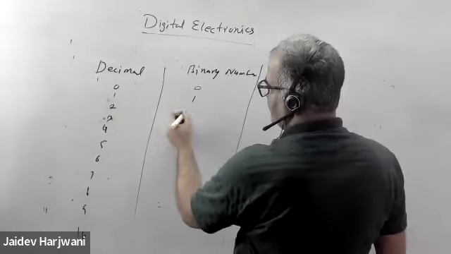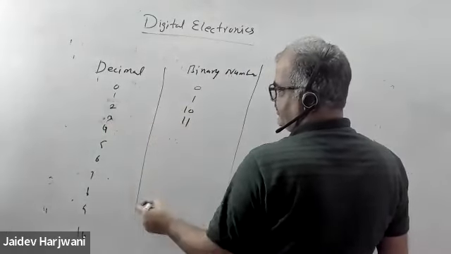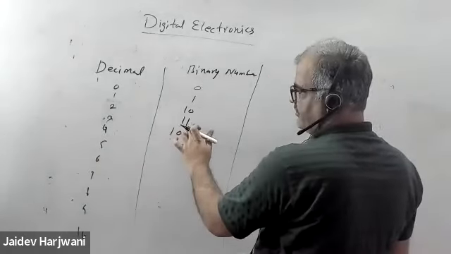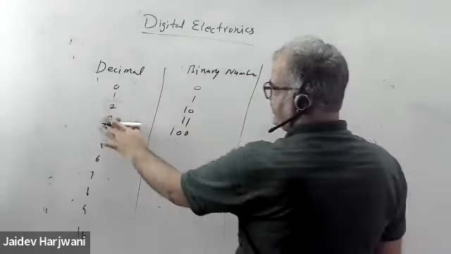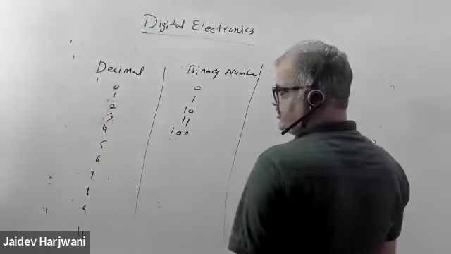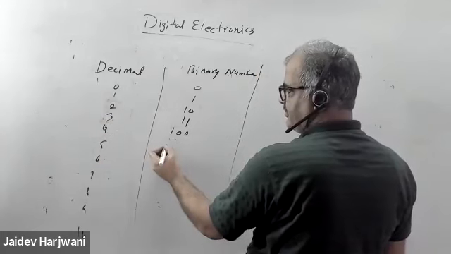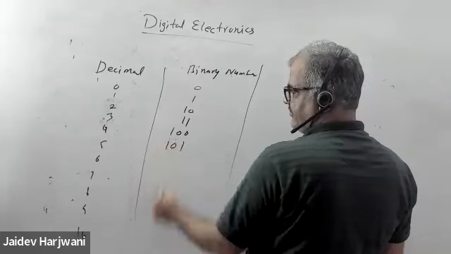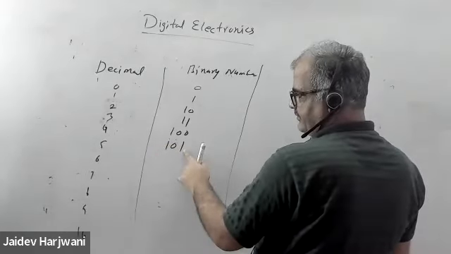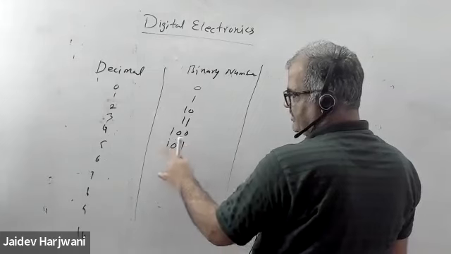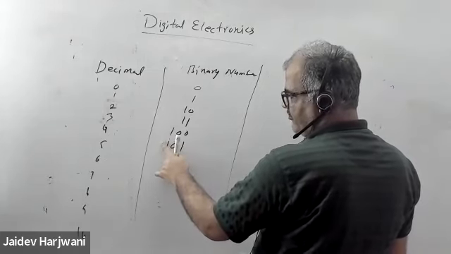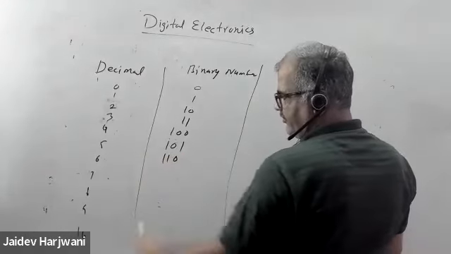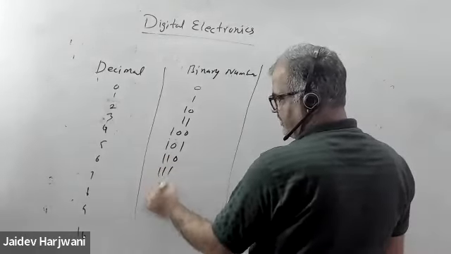0 is 0, 1 is 1, 2 is 10, 3 is 11, 4 is 100. If you convert 11, you get decimal equivalent 3. For 4 you get 100. For 5, what do you get? 101. So 2 power 0 is 1, plus 2 power 2, which is 4. 4 plus 1, 5. Similarly, if you want to write 6, that will be 110. You want to write 7, that will be 111.